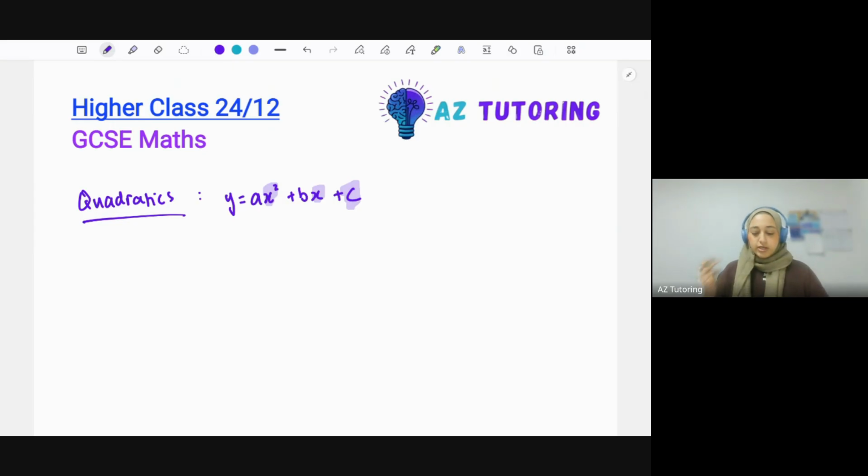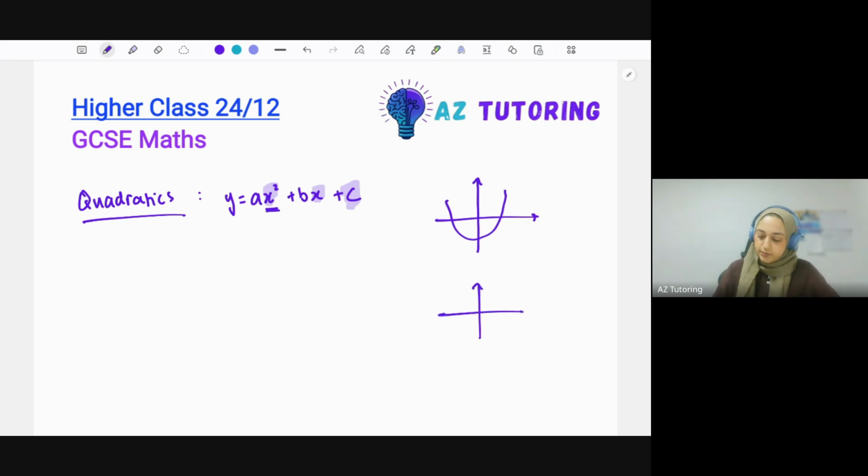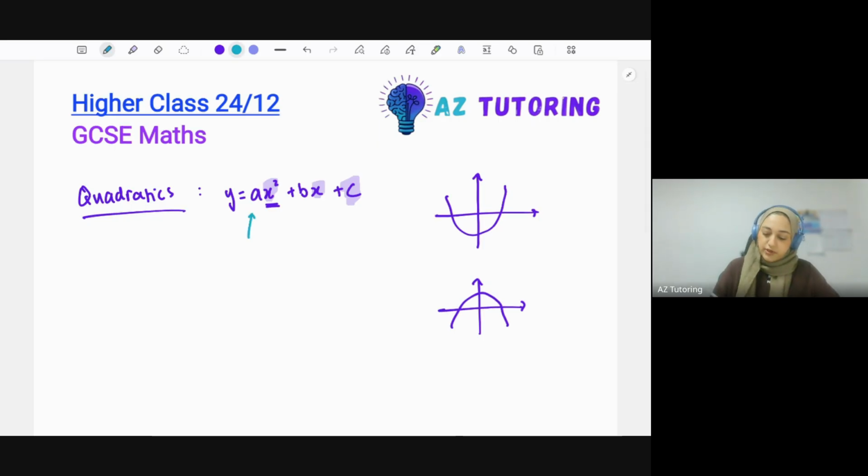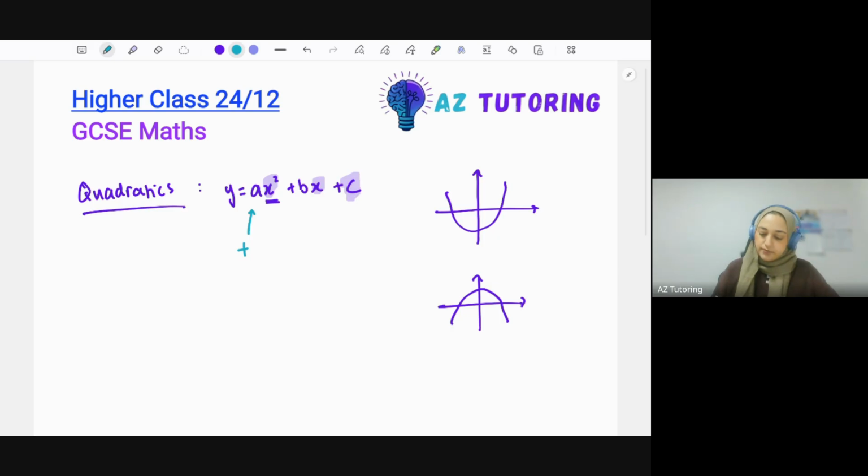Okay, so a quadratic is something of that form: something x squared, an x, and a number. So it has to have an x squared minimum. Now, you also need to know what they look like. These can be U-shaped graphs or N-shaped graphs. How do you know which? It depends on what a is. If a is a positive number, it would be a U-shaped graph. If a is a negative number, it'd be an N-shaped graph. So that's how you remember that.